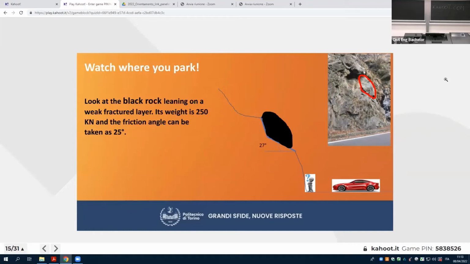In this case, you have a big rock which weighs 250 kilonewtons, a very heavy rock, okay? That has a friction angle of 25 degrees. Do you know what the friction angle is? Whenever you put something over a plane, like a chair, and then you increase the angle until this object starts to move because the weight component along the plane is stronger than the friction force. So the angle of friction of this rock in its state is 25, and the slope where the rock is leaning is 27 degrees. So what happens now to the man and to the car underneath?